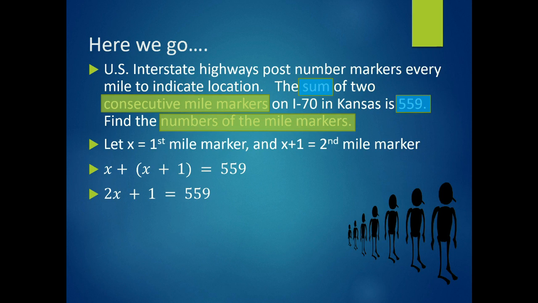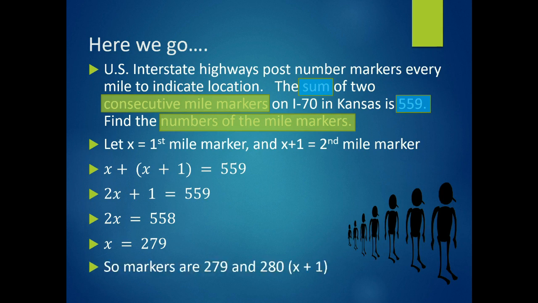Solving for the variable and working backwards through the order of operations, subtract 1 from each side. Last, undo multiplication with division, divide both sides by 2, and we end up with x equal to 279. x stood for the first mile marker, so our first mile marker is at 279. Our second mile marker is x plus 1, or 280. And of course we'd want to check to make sure that these do in fact add up to be 559.